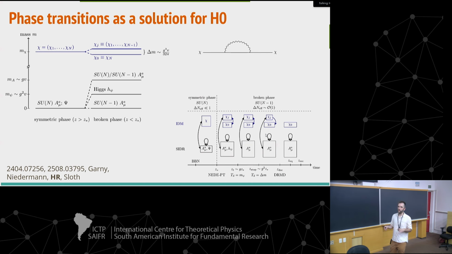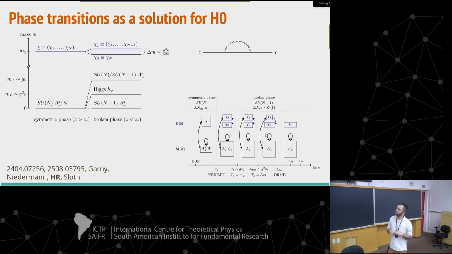So this is not a crazy model, and this is going to be either ruled out in the short future or not. But also in terms of predicting the abundance of this dark matter.